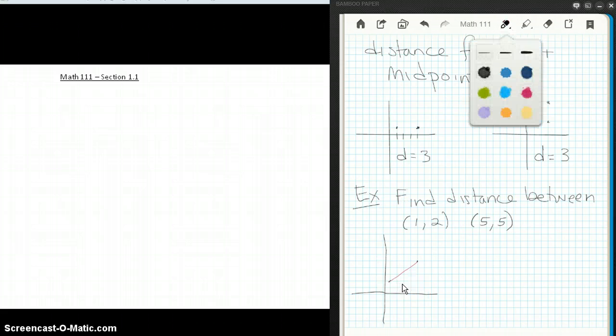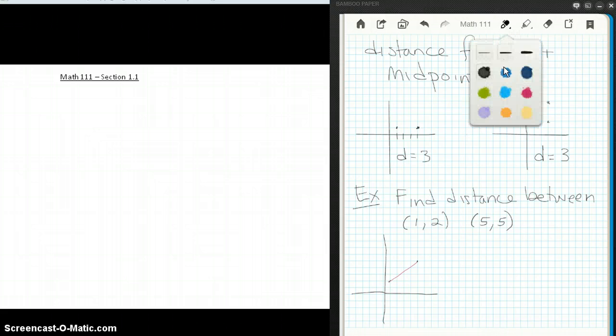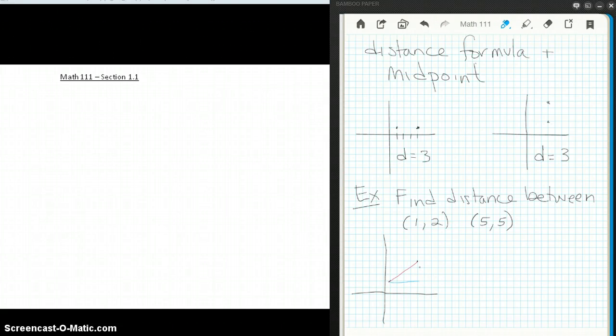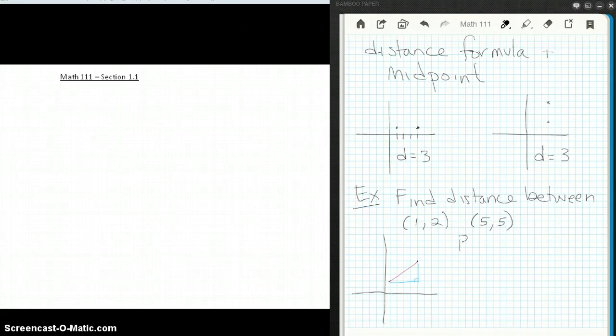We could figure this out using some techniques from geometry. This line is actually part of a triangle. If I connect over here and down like this, and make a little right angle right there, the distance between the two points is actually the hypotenuse of a right triangle. And we know something special about right triangles: the Pythagorean theorem, which says something about the sides of a right triangle.